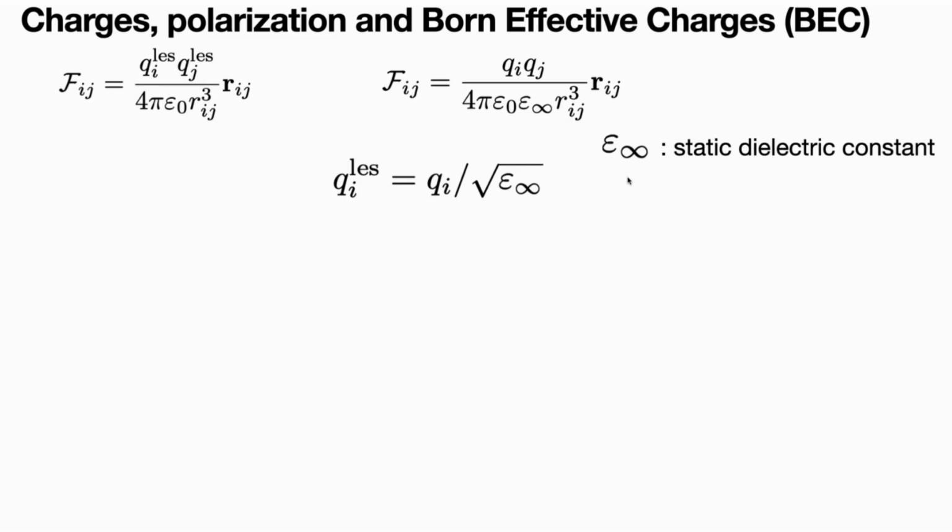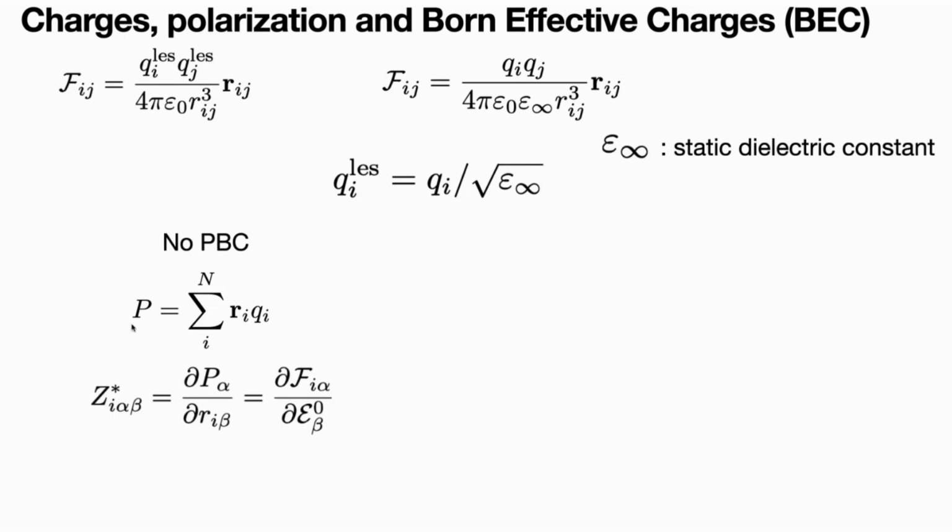And the square root of the static dielectric constant is actually just the optical refractive index. So one can obtain this experimentally. For water, it's 1.33, if I remember correctly. And if it's not known, you can also just perform a single point of density functional perturbation theory to get this epsilon infinity.